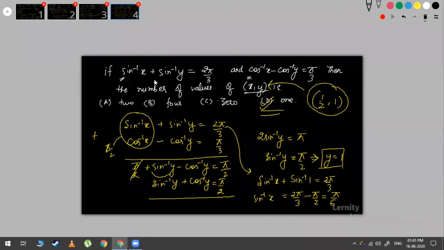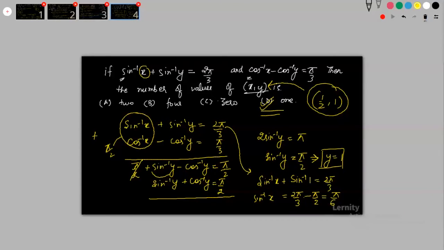X is equal to pi by 3. I got it, sir. But if x is equal to pi by 3, you cannot get that. X will be a value between -1 to 1, right? The x value cannot be pi by 3.